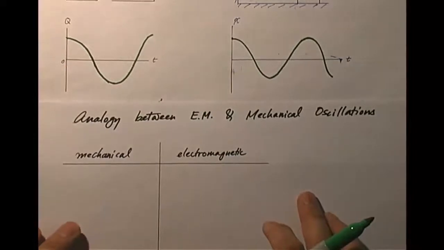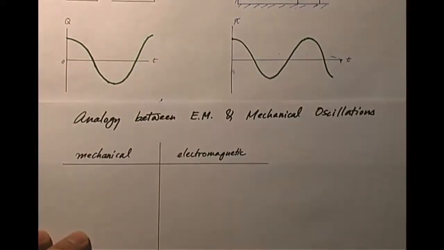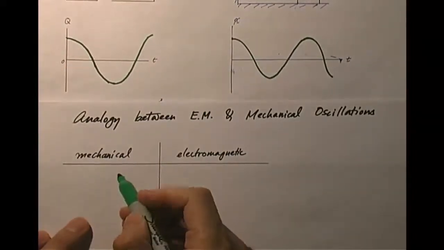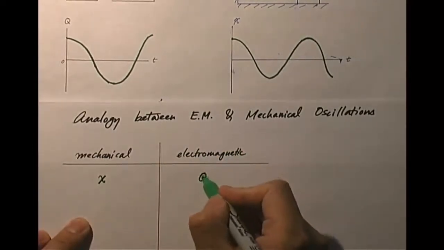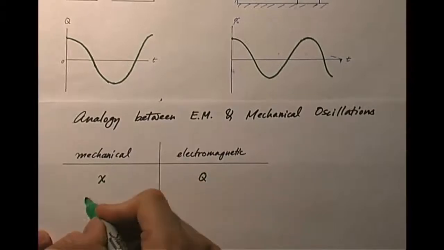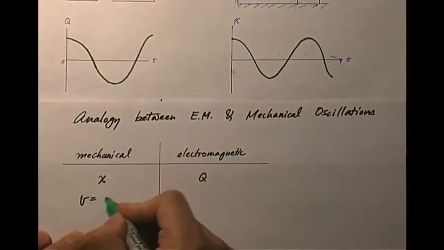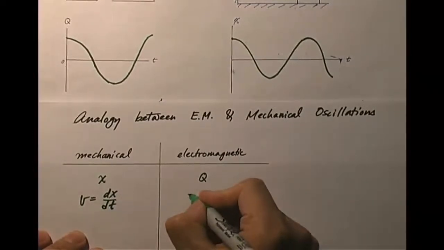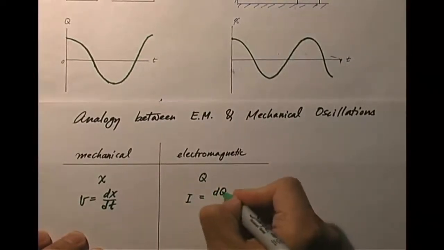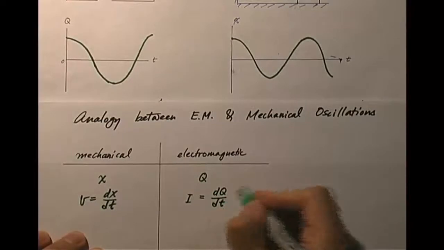Let us draw a table for the similarities. In the mechanical oscillation, I have x. In the electromagnetic case, I have q. Both are functions of time. And of course, once you know x, you can find v, which is dx/dt. That's the velocity. And here, similarly, you can find the current I, which is dq/dt. So current I corresponds to v.